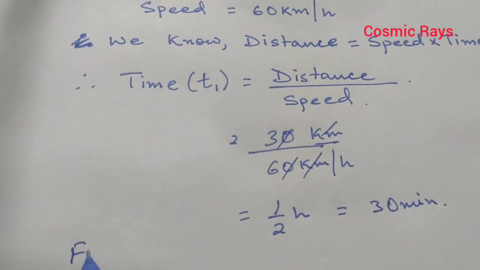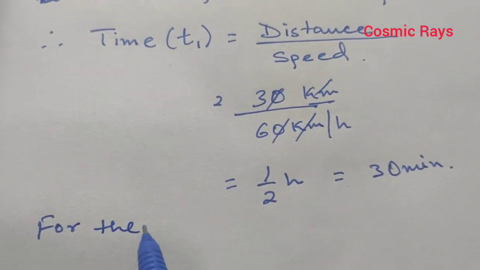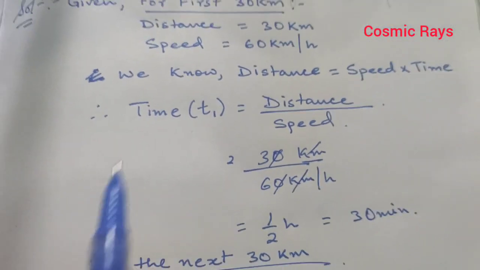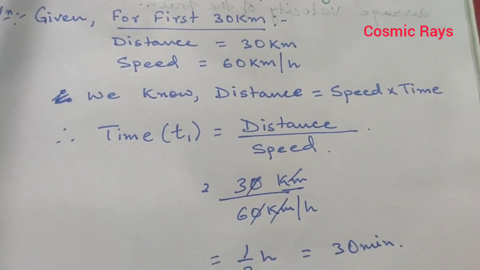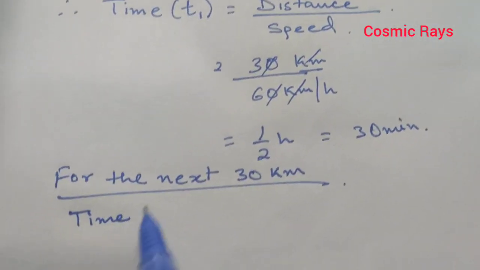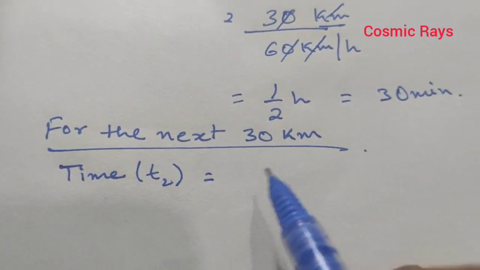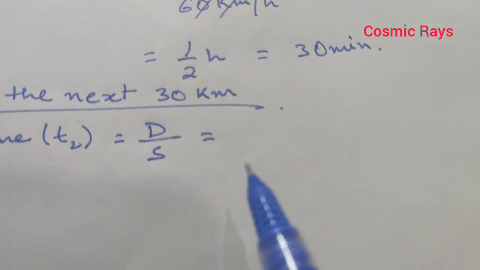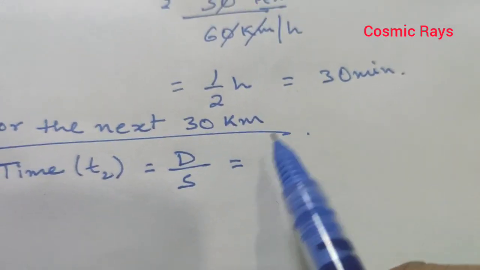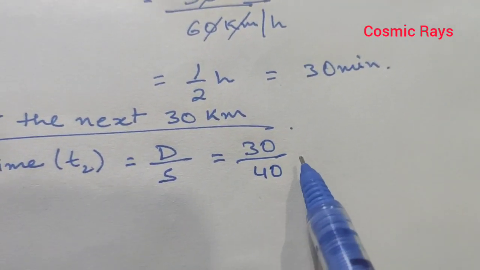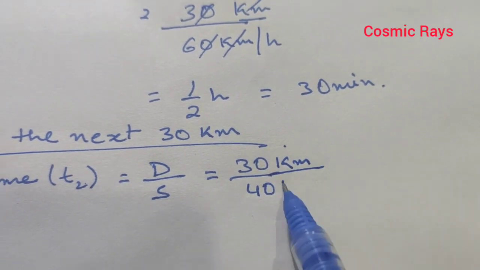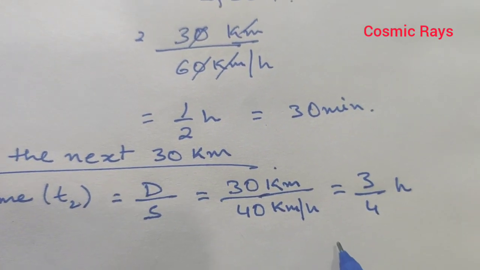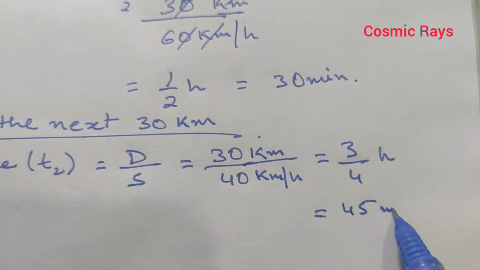Similarly, for the next 30 kilometers, we have the same thing. We simply write time t2 is equal to, again, distance upon speed. Here the distance covered is 30 kilometers, but the speed is 40 kilometer per hour. So kilometer and kilometer per hour cancel, and here it will be 3/4 hour, that is nothing but 45 minutes.